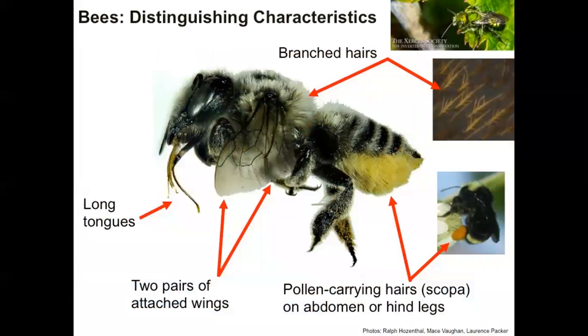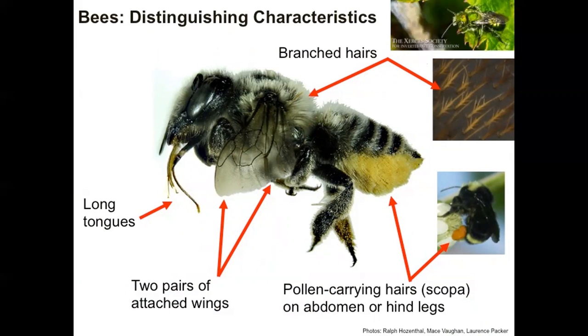So let's look at bees first and their distinguishing characteristics. The first thing you're going to notice is that long tongue. And compared to other insects, it is a long tongue. And that's because they go in and they get nectar, and they need that type of modification to their tongue to do that. Some bees do have shorter tongues, but they're still much longer than flies and wasps.